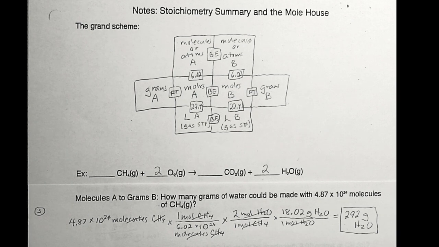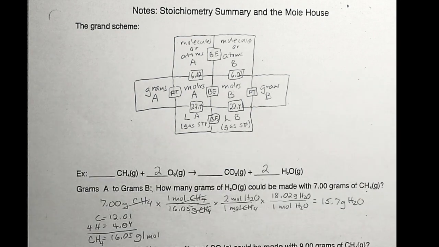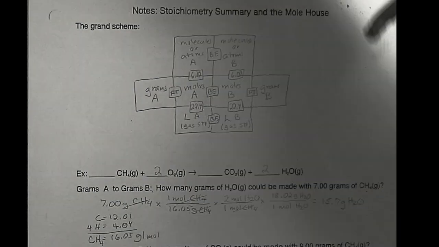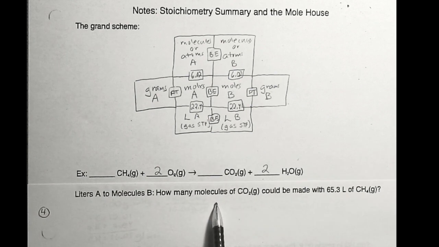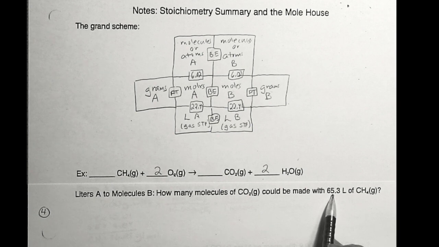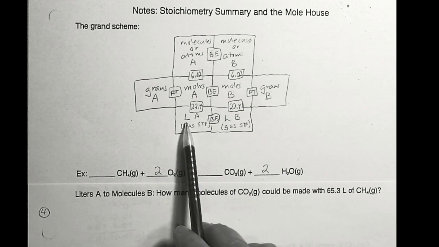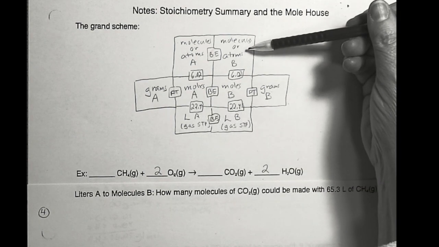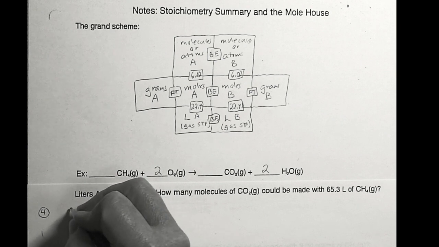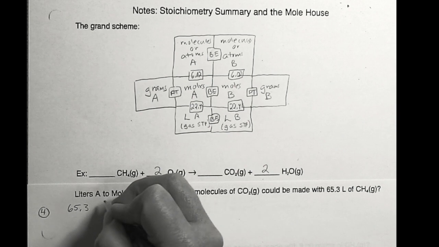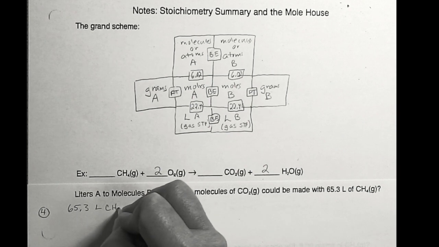All right, so let's try kind of an odd one, this last one. What if you have liters of something and they're all gases at STP, or you want to find molecules of that thing? So we're starting with 65.3 liters. We're starting down here, and we want to go to molecules of the new thing, of CO2. Well, we can do this. 65.3 liters of CH4. We'll start there.